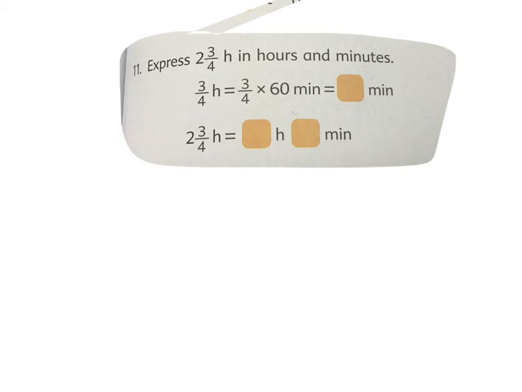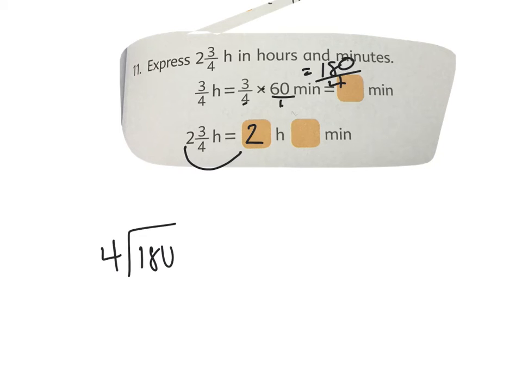Now if we're multiplying with a whole number, express 2 3/4 hours in hours and minutes. We're just going to transfer over the 2 hours. So now we have 3/4 hour times how many minutes? 60. 60 over 1. 3 times 60 equals 180 divided by 4, because 4 times 1 is 4. 180 divided by 4 is 45. 2 hours and 45 minutes.